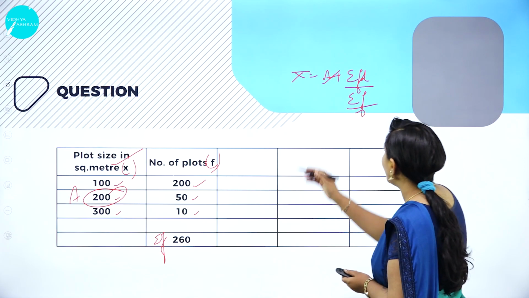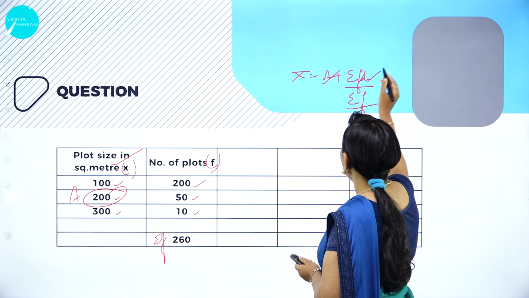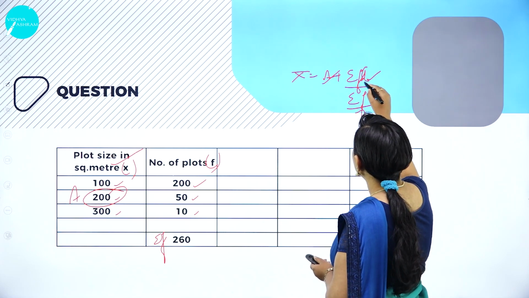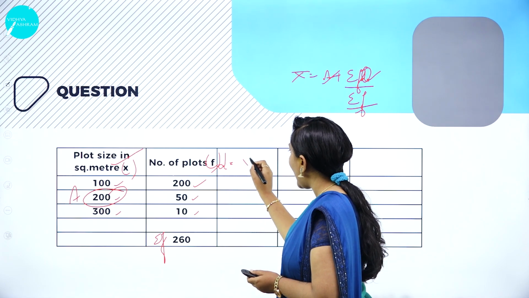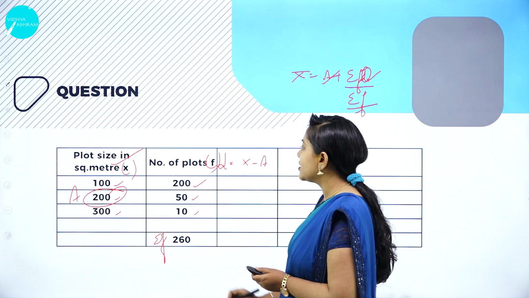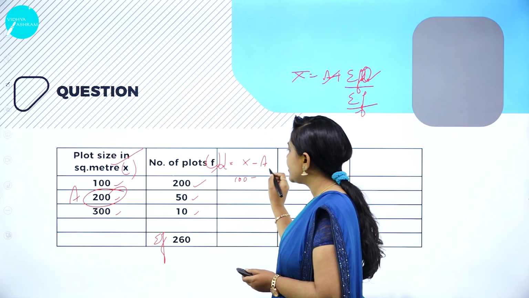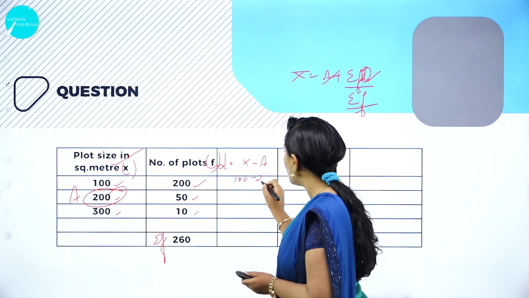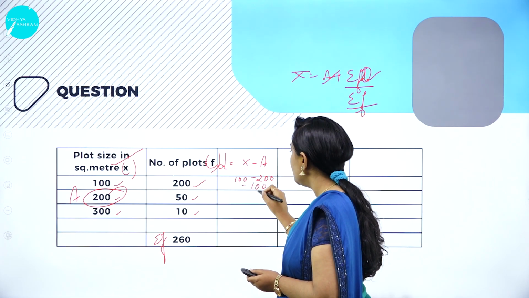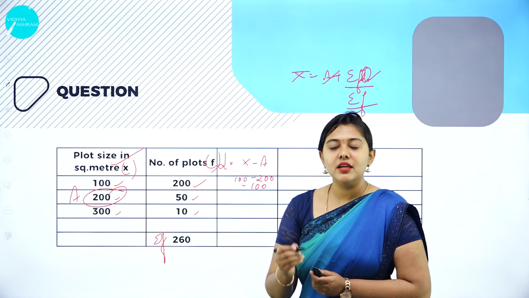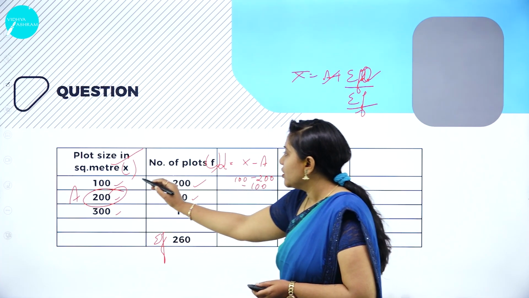So what is the assumed mean? The assumed mean will be 200. Now let us compute. F is known to us. We don't know D. How to find D? D is equal to X minus A. So what is X? 100. 100 minus A, the assumed mean, that is 200. So how much will you get? Minus 100. So 200 minus 200.